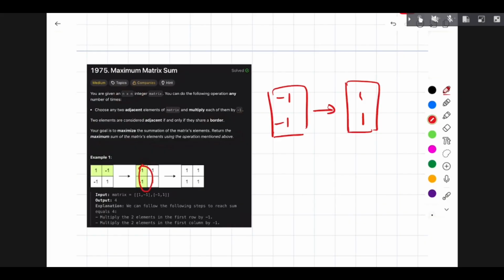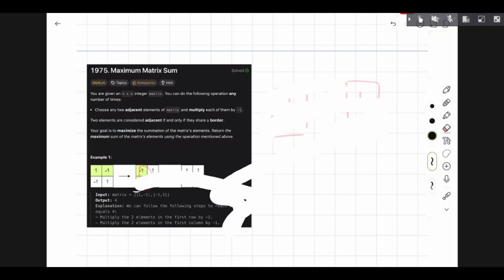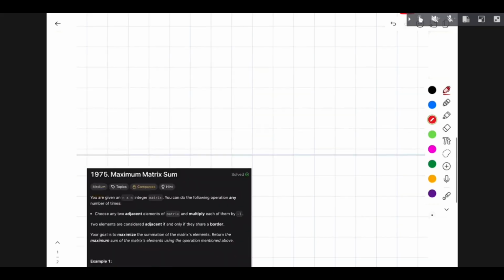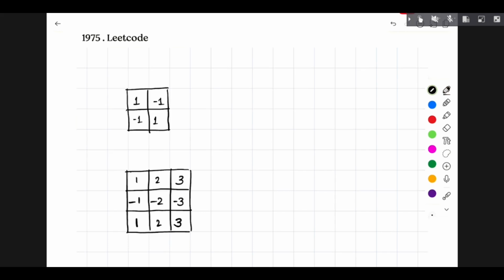So now let's understand the question a bit better using some examples. This is a 2 cross 2 matrix, okay? I know that my negative numbers are diagonally opposite. So the observation I should make is that there are two negative numbers, and if I make them positive, then I'll get a complete matrix as positive, right?